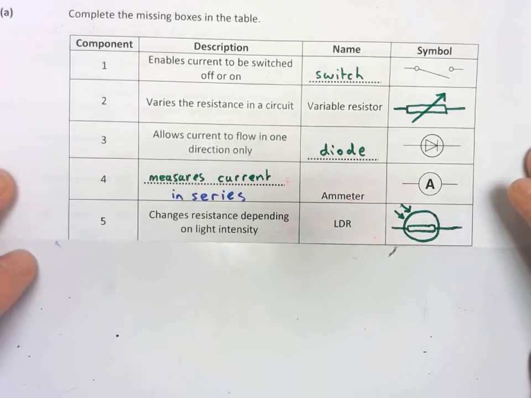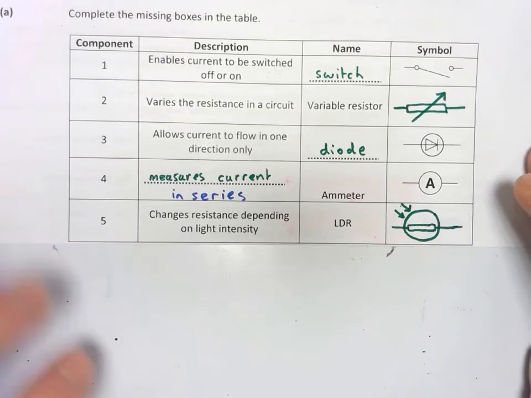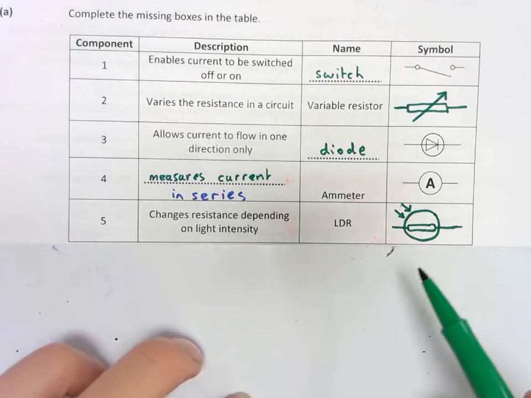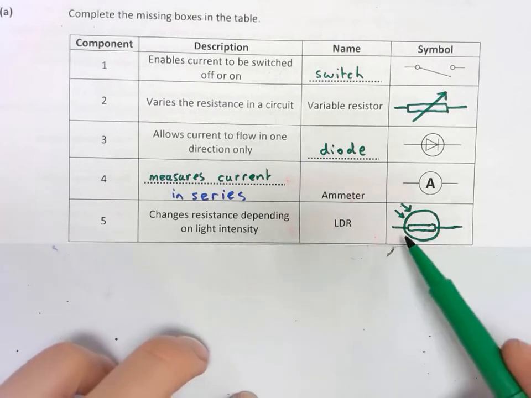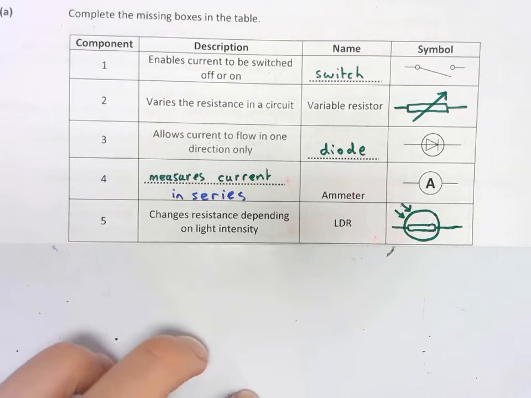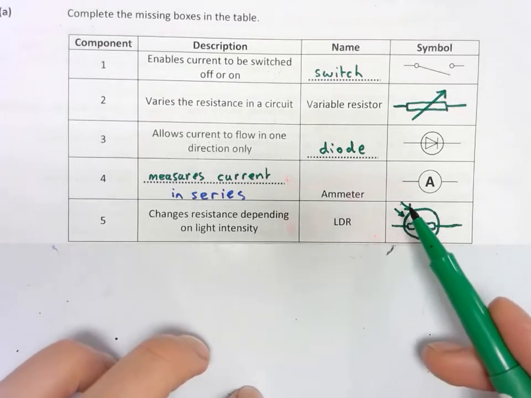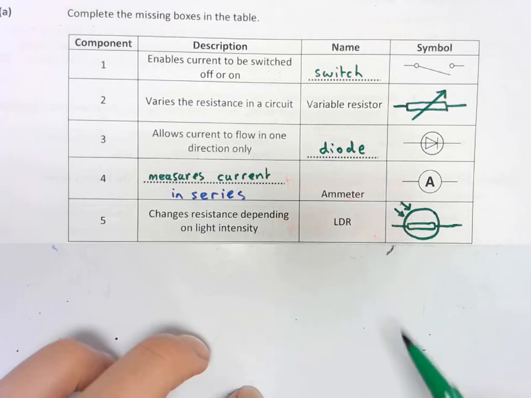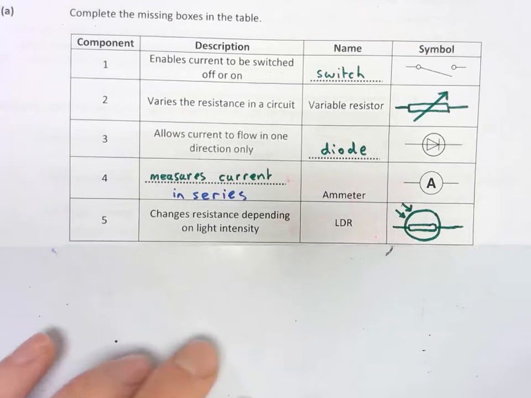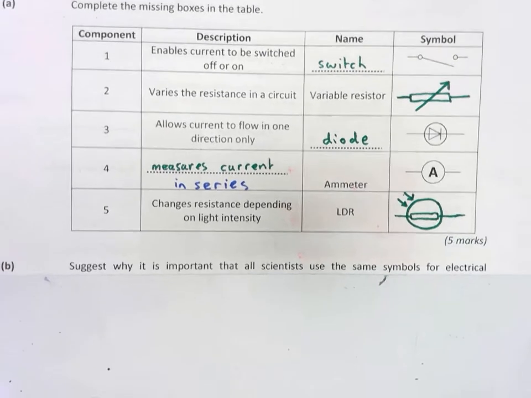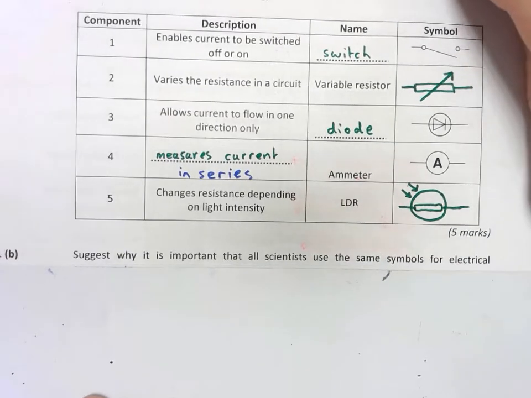And the final one is an LDR, whose resistance changes depending on the light intensity, and to draw that you have a normal fixed resistor, which is your long rectangle, with a circle around it and 2 arrows to show the light shining on the resistor. So that's your first one, and that's 5 quick marks.